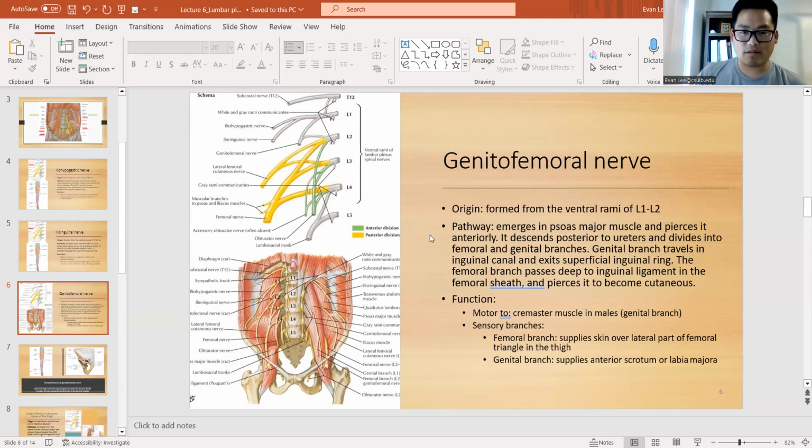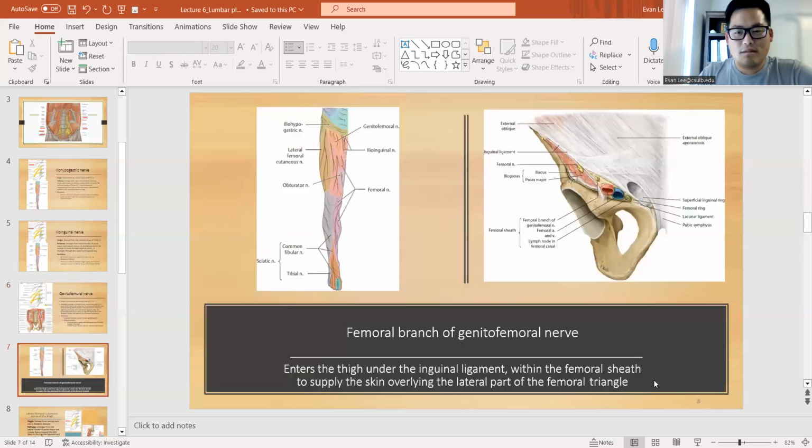So the genitofemoral nerve has a genital branch and a femoral branch, and those are going to be innervating either the front of the femur or, once again, the genital region, which will be the anterior scrotum and the labia majora. So if you look closely, you can see those regions again.